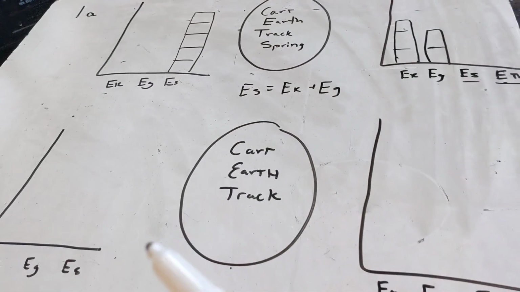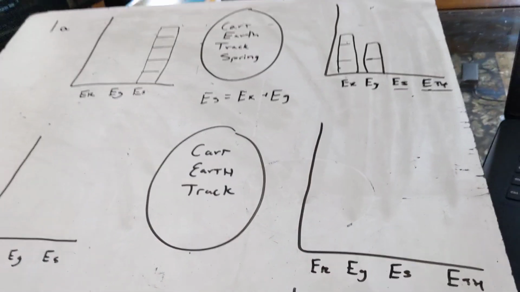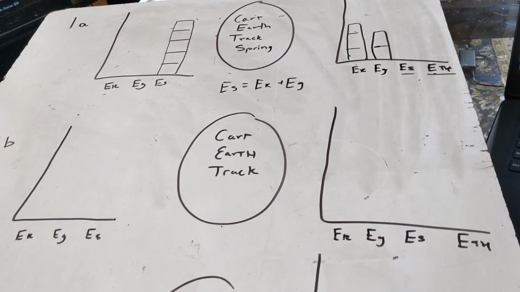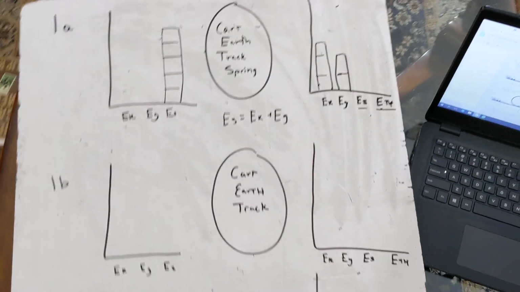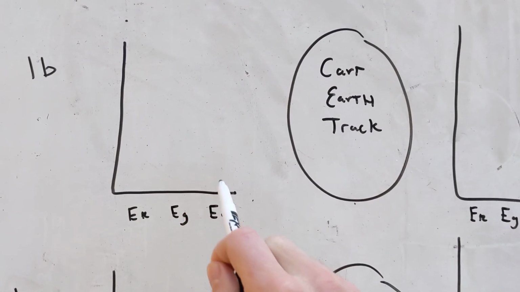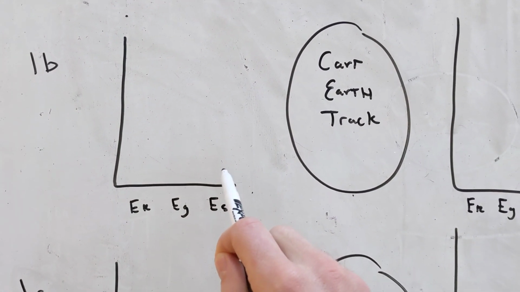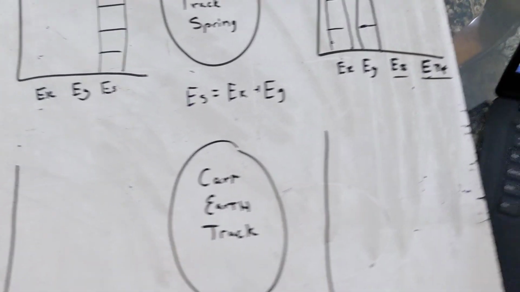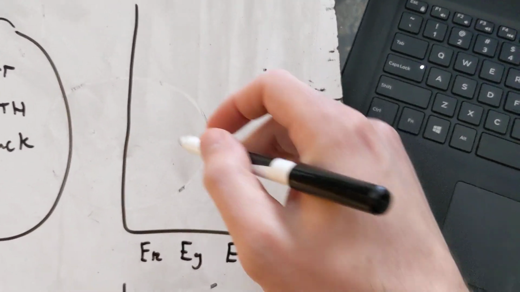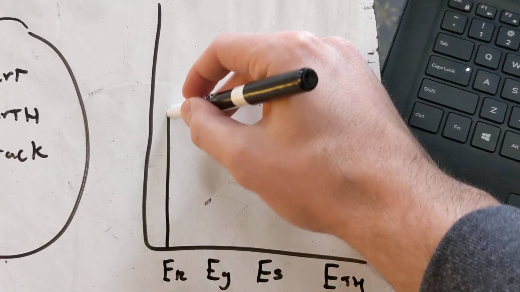So our equation does not have spring, but the conditions are exactly the same for 1B as they were for 1A, okay? But since there's no spring in our system, we're not gonna have anything over here, okay? There's also no EG because there's no height and there's no EK.